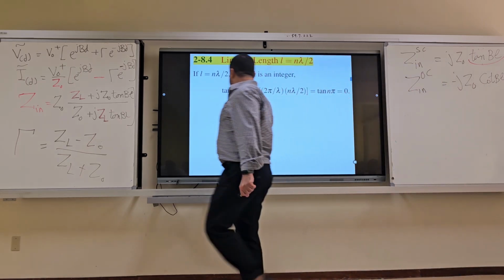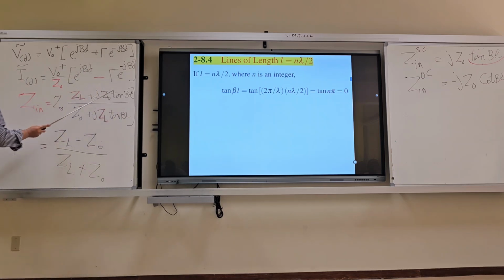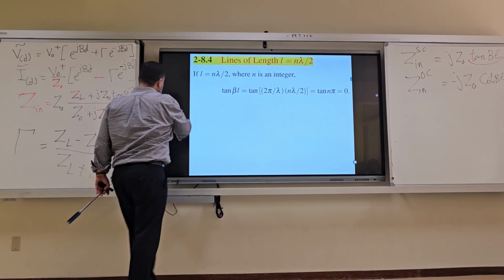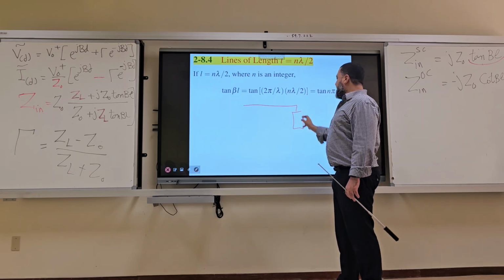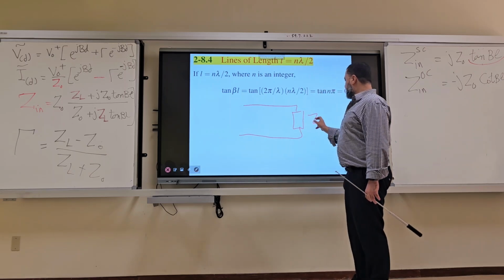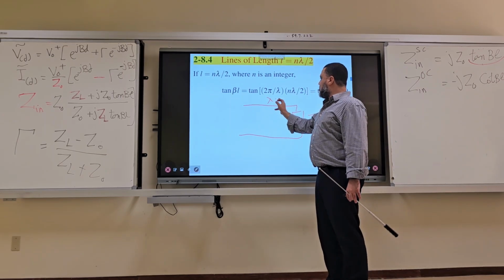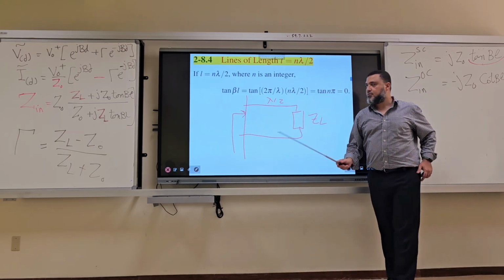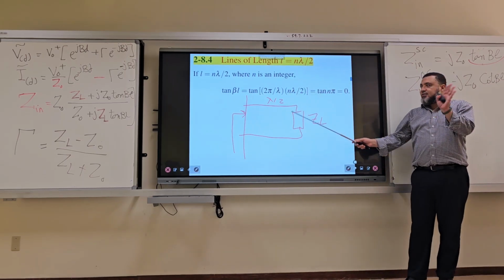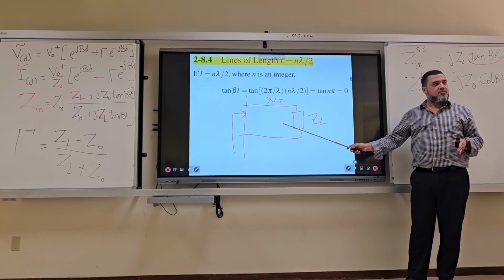So if the tan is 0, what is the impedance? ZL, no change. If you have a transmission line with any load Z load here, and you move lambda over 2 along the line and find the impedance, what is it? ZL, the same as if the transmission line doesn't exist.